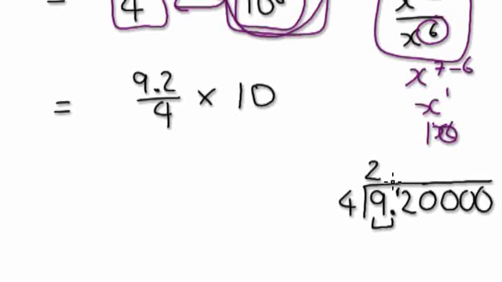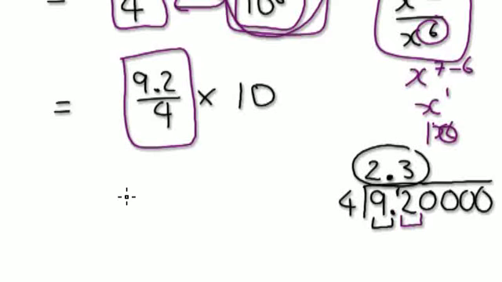Okay. Now the decimals here, so let's carry the decimal up here. Now it's 12. 12 divided by 4. That gives you 3. Okay. So 9.2 divided by 4 is 2.3. So this bit here, 9.2 divided by 4 is 2.3. Okay. 2.3. Well, take the 10 down.